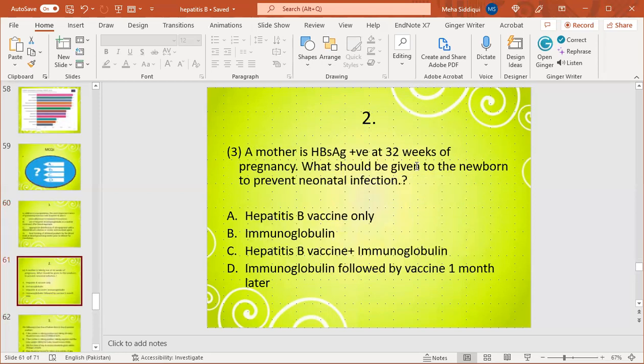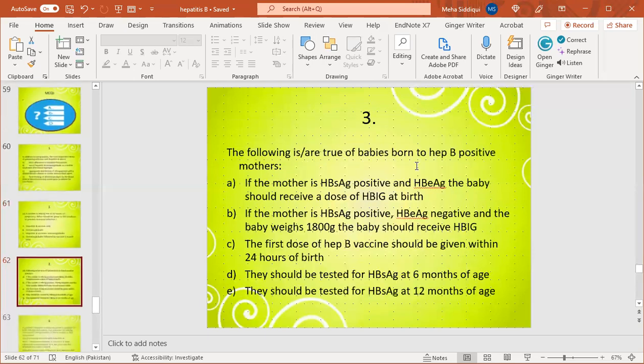MCQ number 2. A mother is hepatitis B surface antigen positive at 32 weeks of pregnancy. What should be given to the newborn to prevent neonatal infection? A. Hepatitis B vaccine only; B. immunoglobulins; C. hepatitis B vaccine plus immunoglobulin; D. immunoglobulins followed by vaccine 1 month later. C is the right option.